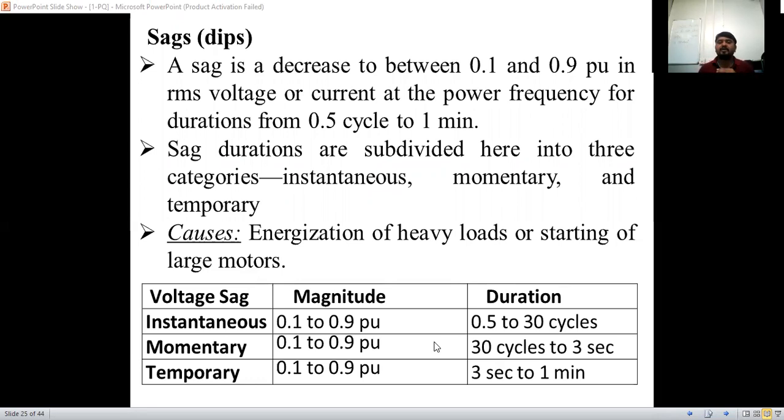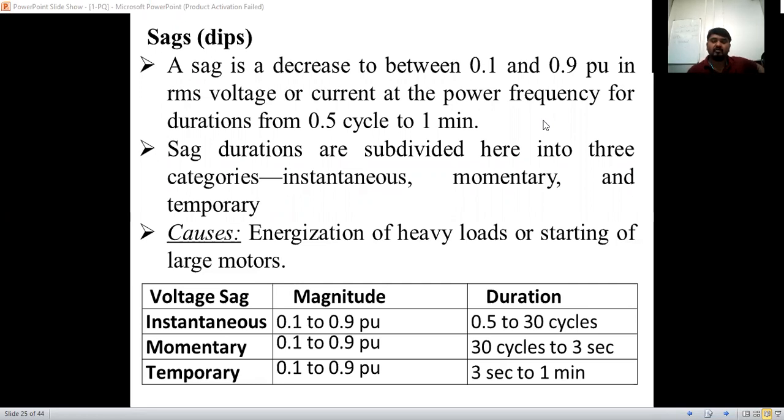If the voltage drops from 0.9 to 0.1 per unit, we call that voltage sag, or dip. A sag is a decrease to between 0.1 and 0.9 per unit in RMS voltage or current at power frequency. The frequency should be power frequency.